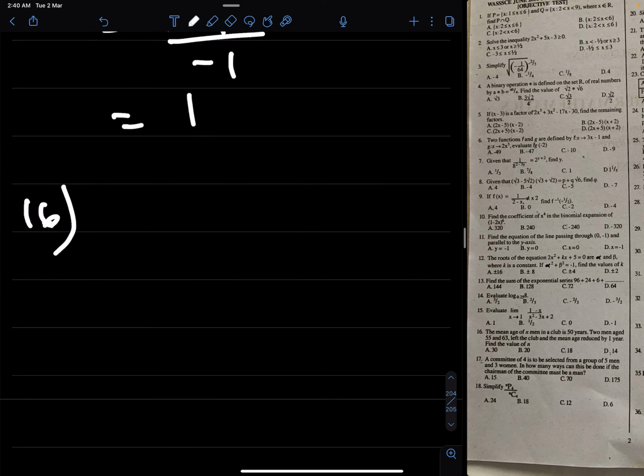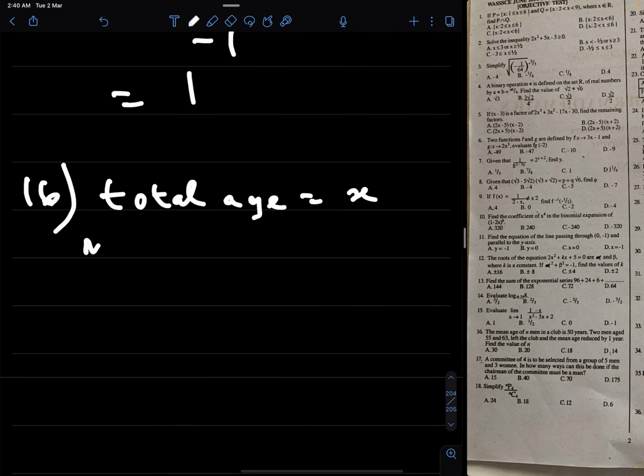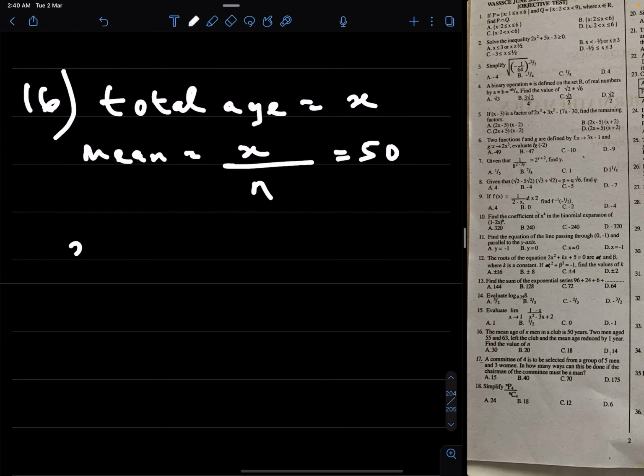Mean is total age over the number of men. Let x be the total age. So the mean will be the total age, which is x, over the number of men, which is n, and that's 50. So we have x over n equals 50. Let this be equation 1.